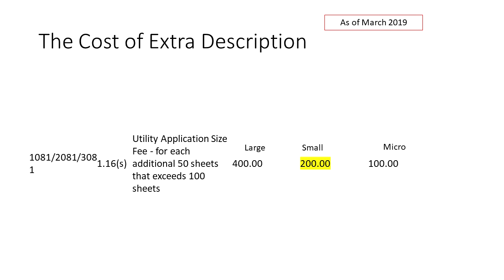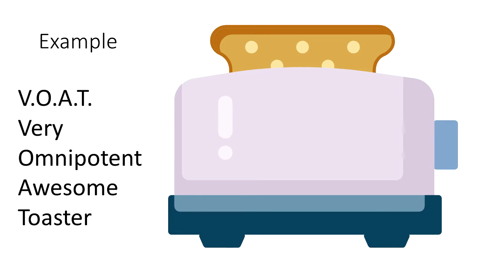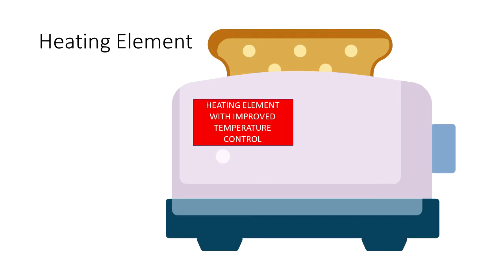Let's say we invented the Vote, the very omnipotent, awesome toaster. This is a contrived hypothetical example so we can illustrate the decision-making process. So let's have fun and pretend we just invented this fantastic toaster. Our toaster has many awesome new features. First up, improved temperature control. We have novel ways to have the toast toasted to the exact level we want.